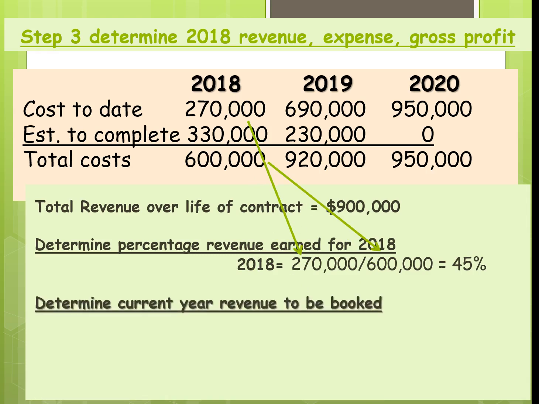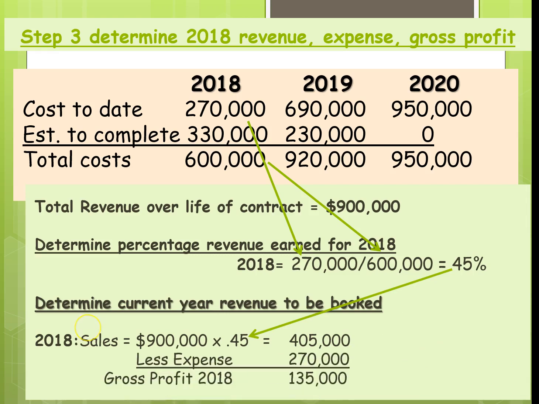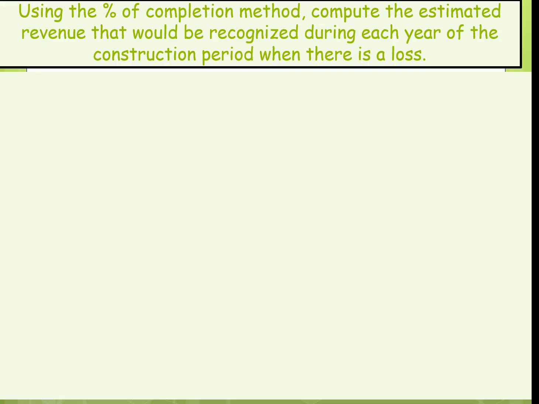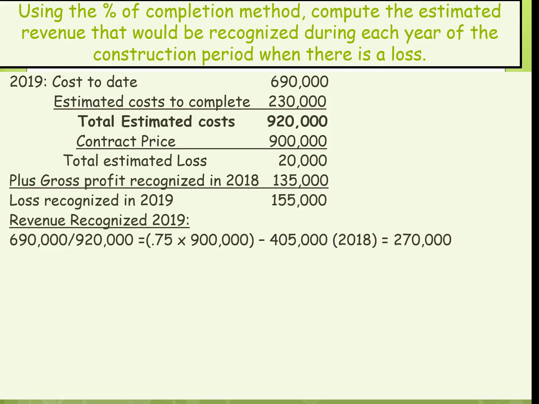Same as when we had a profit, and that's going to tell us how much revenue we're going to record, and how much expense. This is for completed contract, percentage of completion, and we're going to have a gross profit of $135. We're going to do the same thing for the next year, but here we have a problem because our total estimated costs are $920, our contract price is $900, so we're estimating an overall loss of $20,000, plus the gross profit we recognized in 2018. We have to fix this. We're going to have a loss recognized.